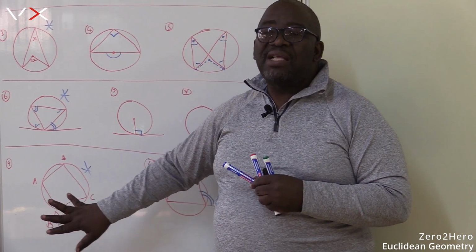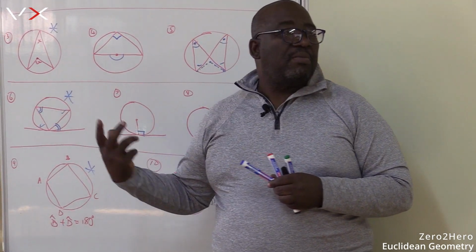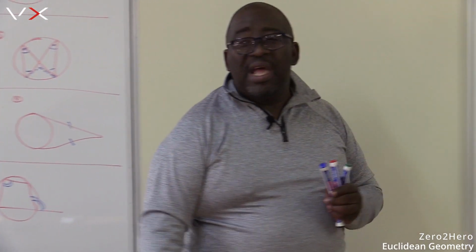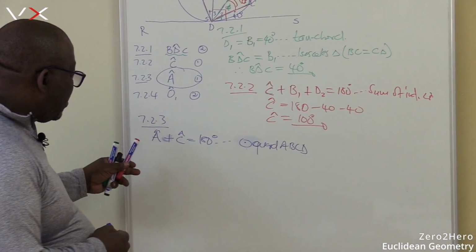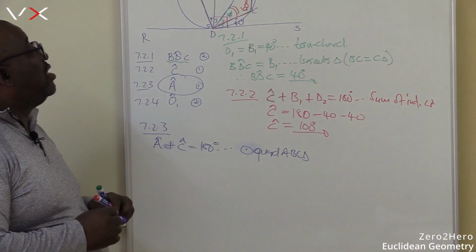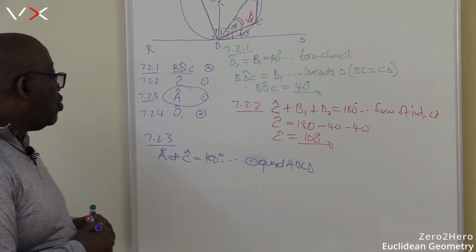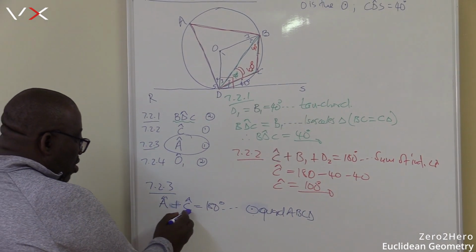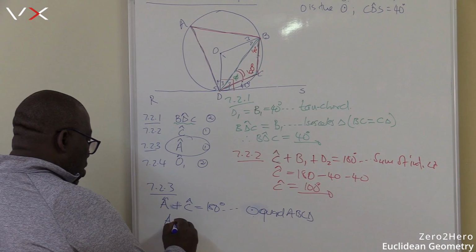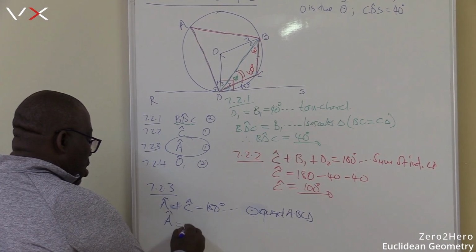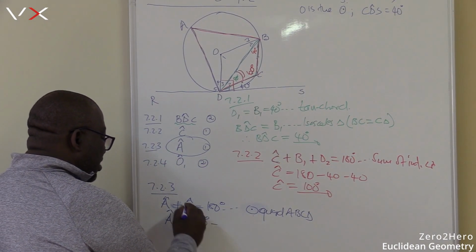The only thing that is asked in Euclidean geometry are the theorems, nothing else. All the questions are just checking whether we understand our theorems. Now, we just said angle A plus angle C is equal to 180 degrees. Let's go further. We're looking for A, we're looking for C. So take C that side. So angle A will be equal to 180 degrees minus angle C.